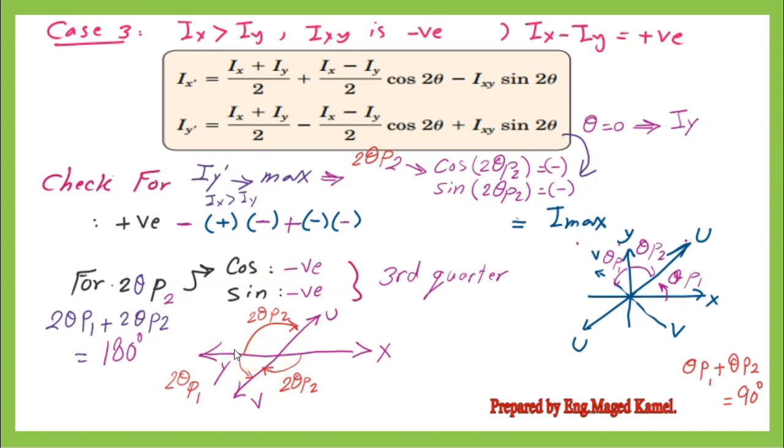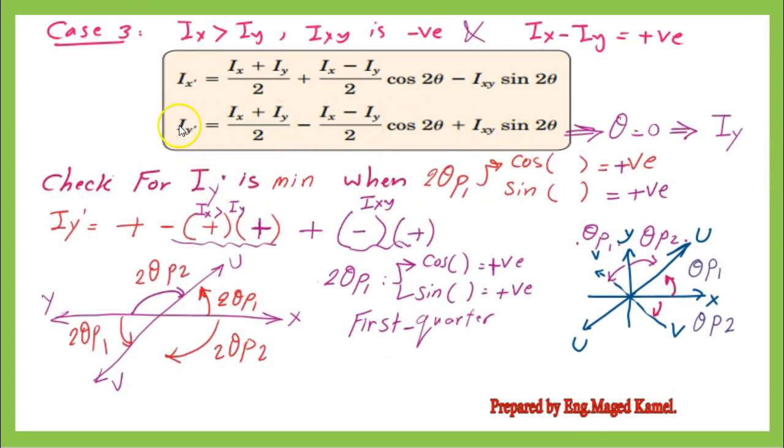Consider 2 theta b2 as the angle from the y-axis to the u-axis in Mohr's circle of inertia in the clockwise direction. When will Iy dash be minimal? It will be minimal if cosine 2 theta b1 is positive and sine 2 theta b1 is also positive, since we have positive minus positive by positive plus negative multiplied by positive. This means that 2 theta b1 is in the first quarter. Consider 2 theta b1 as the angle from the y-axis to the v-axis in the anti-clockwise direction.